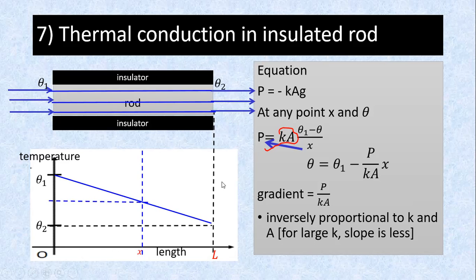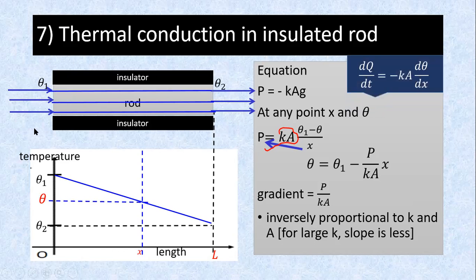So this one we are looking at theta 1, and we take this as your origin. And then x is the distance from the left hand end. Or we can use this formula directly, the differential equation. d theta/dx is your p. It's just p over Ka. Either you derive it or use it from this equation directly. Anyway, gradient is p over Ka.